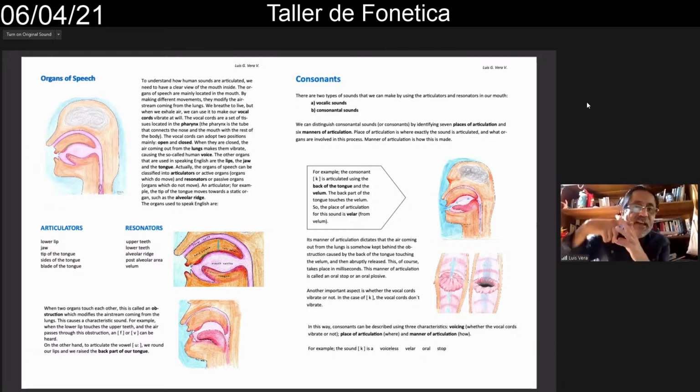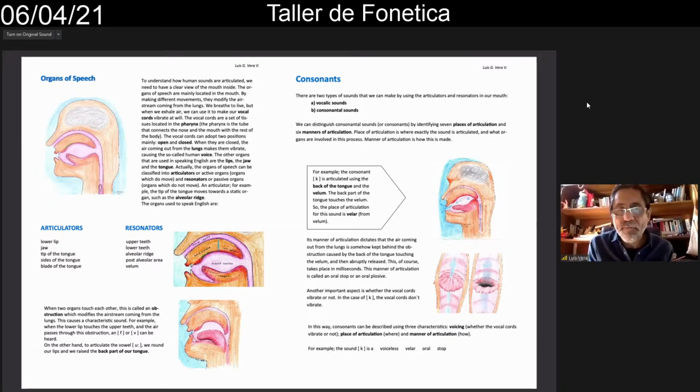In this case, the air passes through the obstruction fricatively, like friction, provoking friction. We can distinguish consonantal sounds or consonants by identifying 7 places of articulation and 6 manners of articulation. Place of articulation is where exactly the sound is articulated and what organs are involved in this process. Manner of articulation is how this is made.